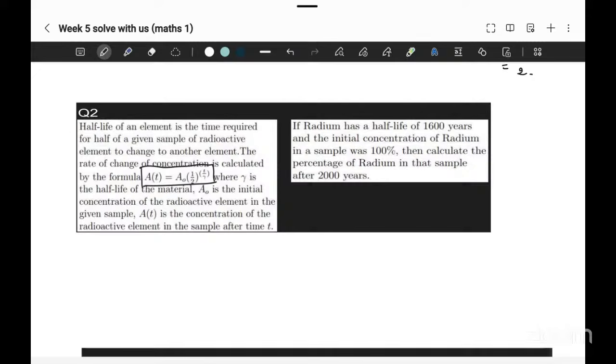Are you able to solve the question? Have you guys solved it? Are you guys solving the question or not? 42%. Okay. What about others?